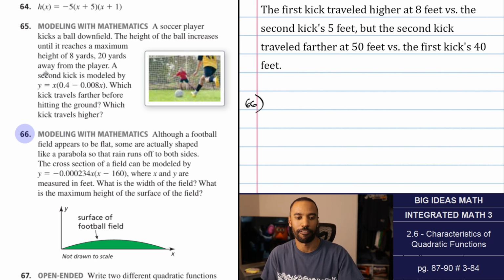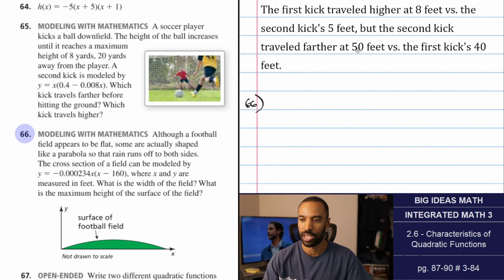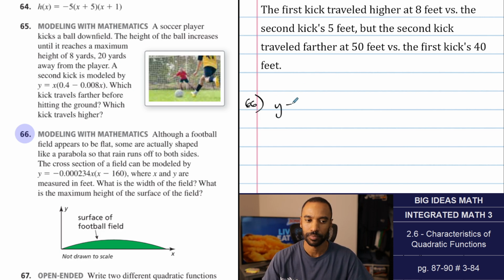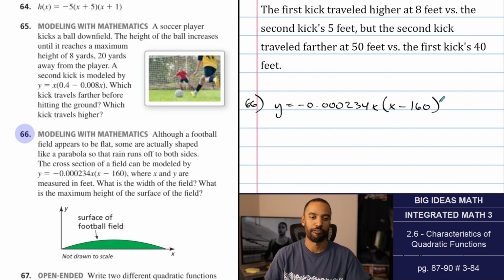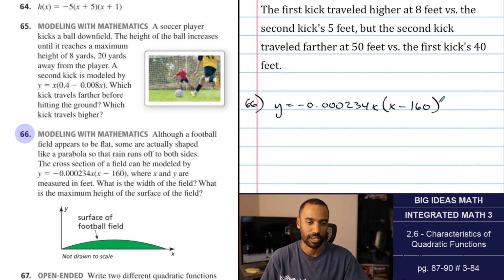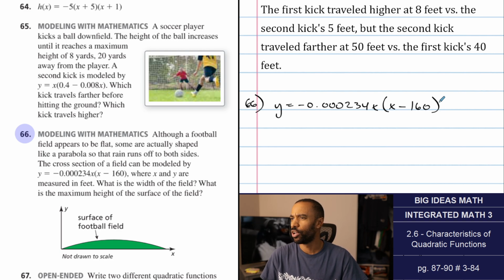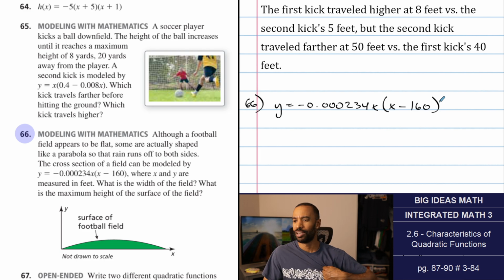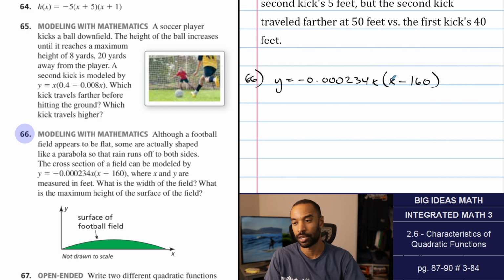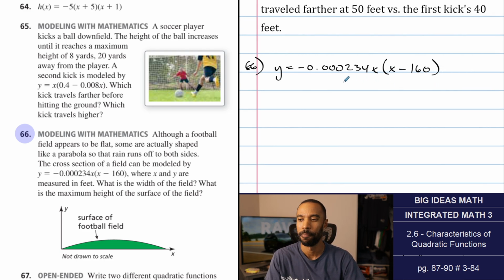The cross section of a field can be modeled by that equation. Definitely going to use a calculator as needed. Negative 0.000... It's basically not that curved. It's slightly curved. Where x and y are measured in feet, what is the width of the field? What is the maximum height of the surface of the field? I don't know if a field is actually 50 yards in width or something. I don't know. Well, actually, we should know from this in a second.